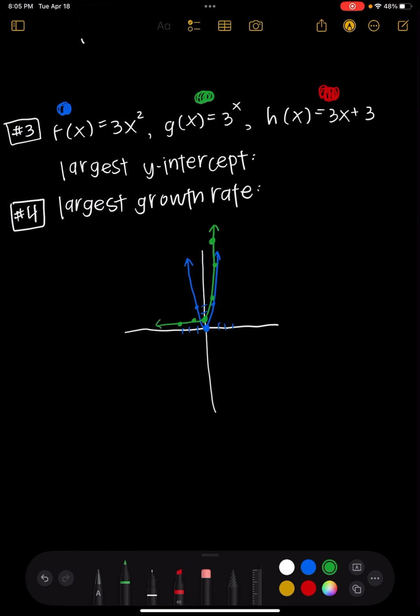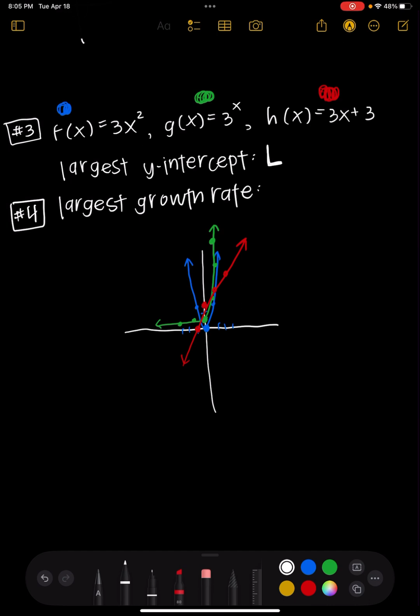And then for my red graph, we have 3x plus 3, so I start at 3 on my y-axis, and then I go up 3 and over 1, up 3 and over 1, or I could go down 3 and backwards 1. That one kind of curves, it shouldn't curve, but that is my linear graph. So these are all my different graphs. Now, it's a little bit easier to see when we have a graph, but which one has the largest y-intercept, or which one starts the highest on the y-axis? Well, that's obviously the red graph, which means my linear graph.